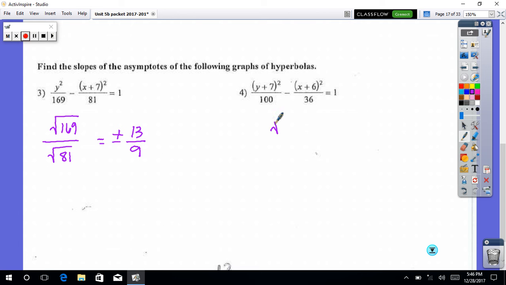Okay, over here we have the y, which is 100, over x. So we have plus or minus 10 over 6. And of course you always simplify, so plus or minus 5/3.